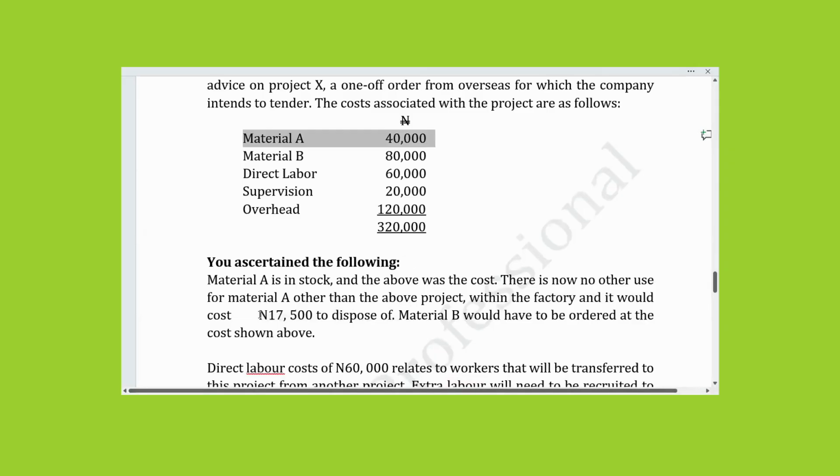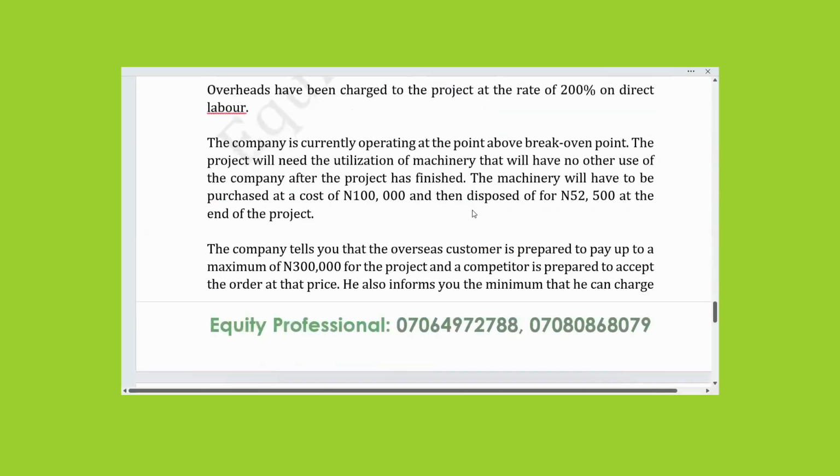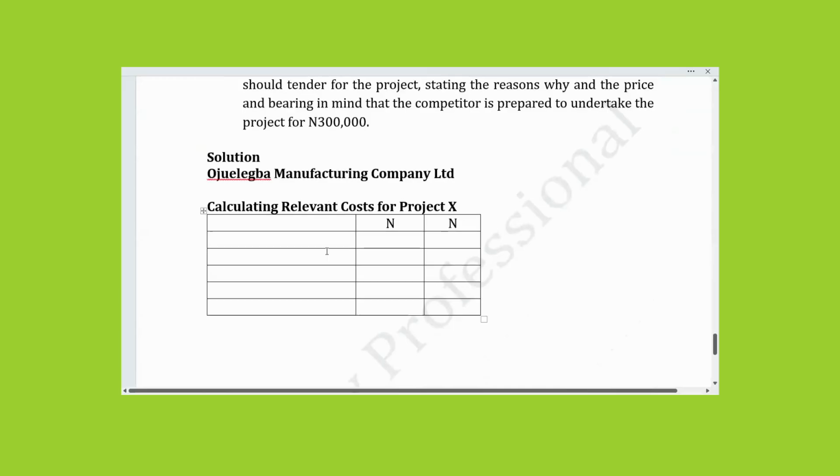So once you are given that disposal value, it means that you are going to sell the material you have in store. This 40,000 naira will be disposed of for 17,500. So I will just come here. Under material, I have material A, which is disposal value.